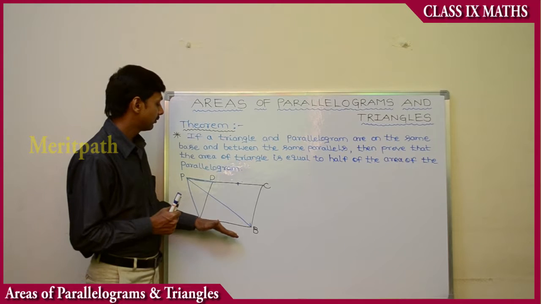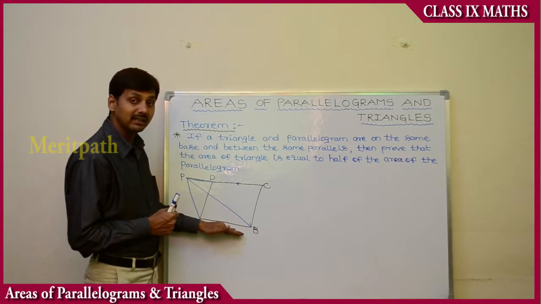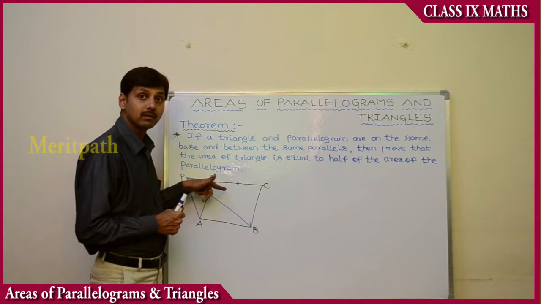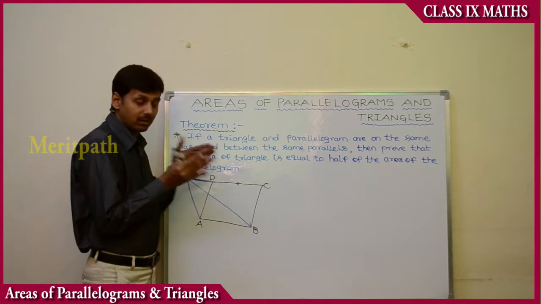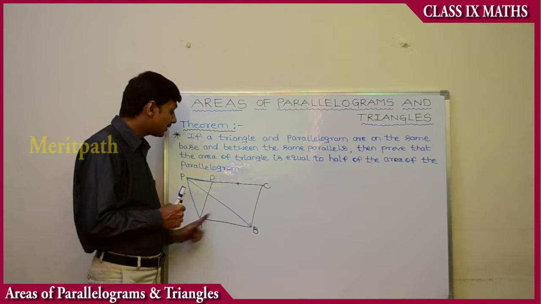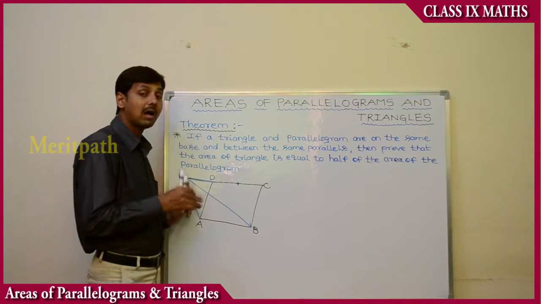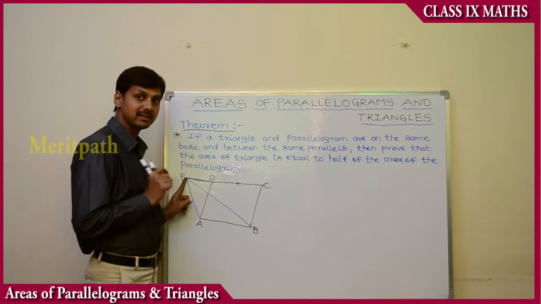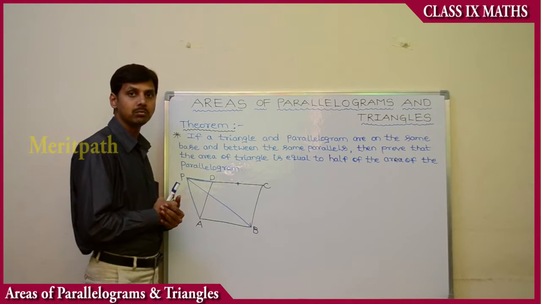So triangle APB is between the parallel lines AB and CP, and ABCD is between the parallel lines AB and CD. Both are between the same parallel lines. So we need to prove the area of triangle APB is equal to half of the parallelogram ABCD. So this we need to prove.